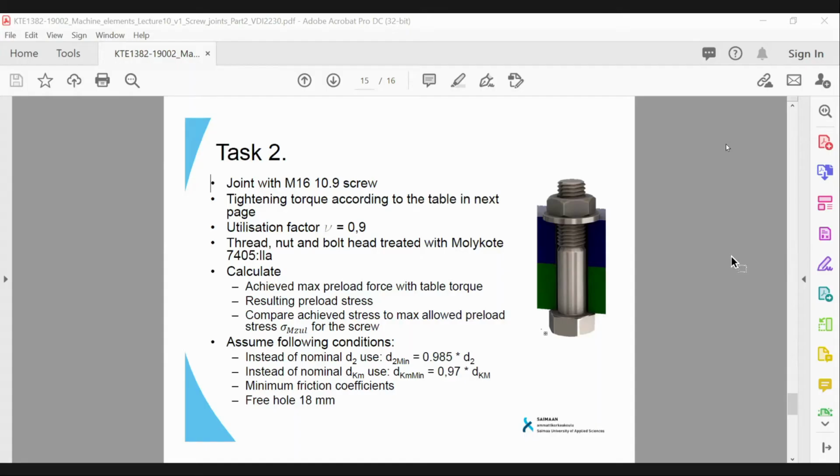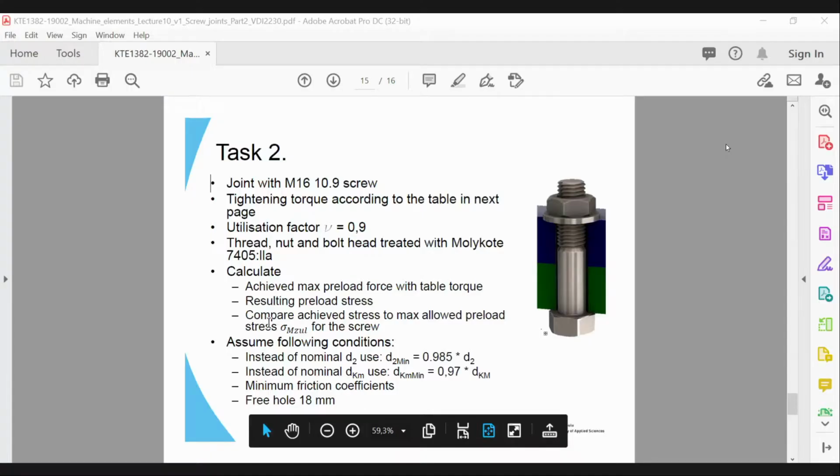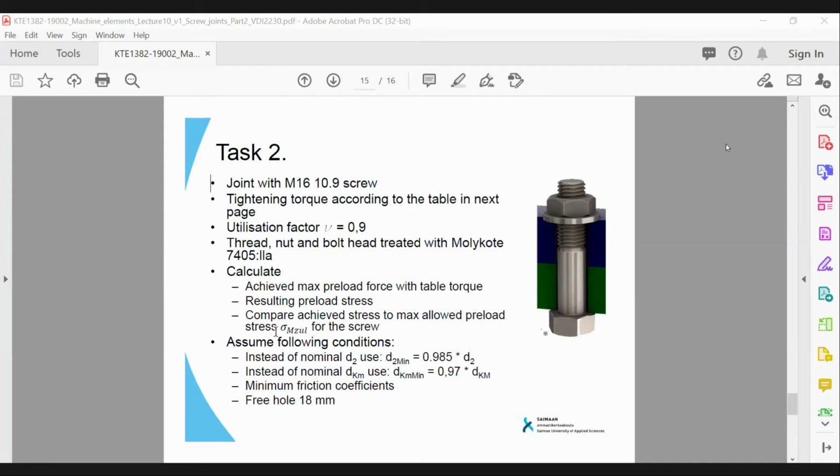So did you achieve a result for this preload force and the stress? Almost. I still lack some values from the table, and then I'm checking them out. Okay. When you find them, please share them, especially when you have calculated the resulting preload stress and the allowed preloading stress. So please share your ideas and your conclusions out of it.